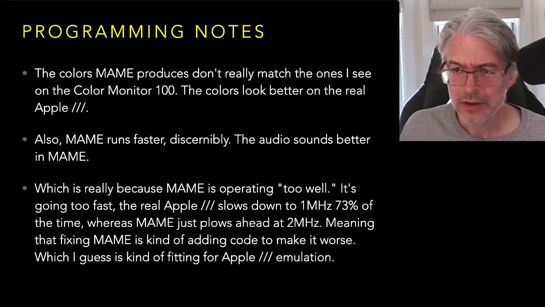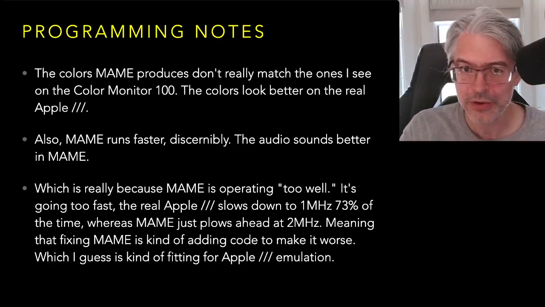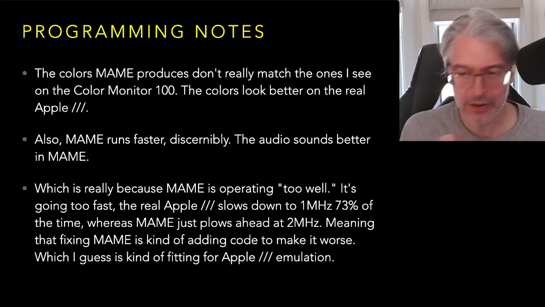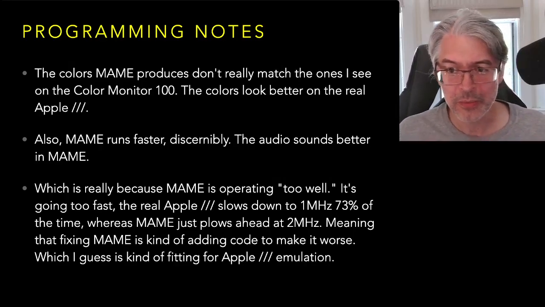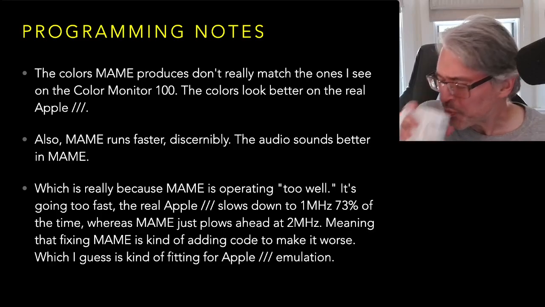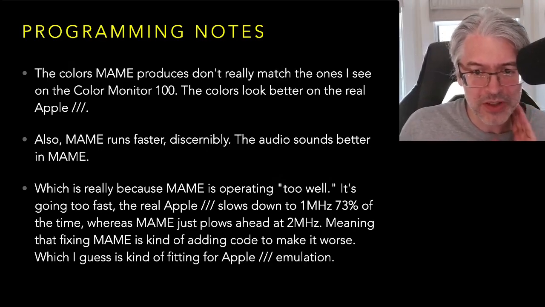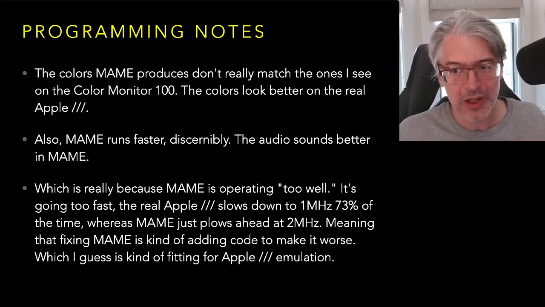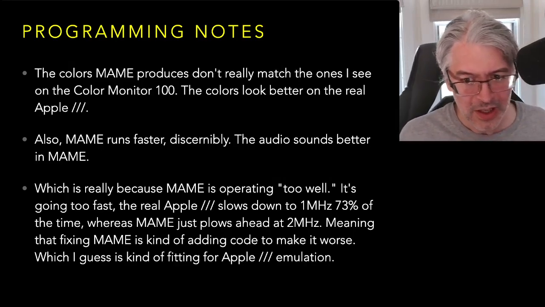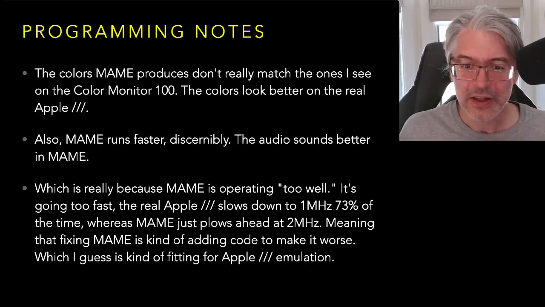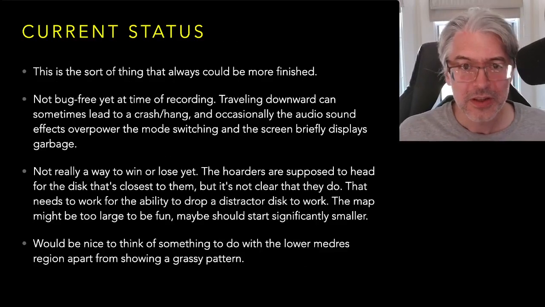The colors MAME produces don't quite match the ones I see in the actual Color Monitor 100. I showed you that earlier. And MAME runs faster, detectably, so the audio tends to sound better in MAME. I think it's basically, in a sense, because MAME is operating too well. It's going too fast. The real Apple III slows down to 1 megahertz 73% of the time. MAME just plows ahead at 2 megahertz, which means that fixing MAME is kind of adding code to make it worse, which I guess is fitting for an Apple III emulation.